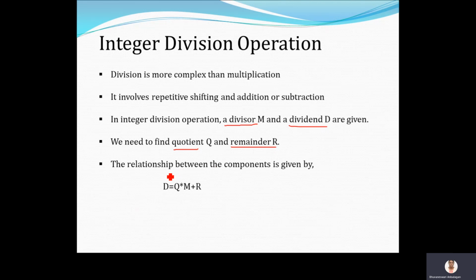So if you want to check the division operation, you will usually do that D is equal to Q into M plus R. That is nothing but quotient multiplied by the divisor plus the remainder. That will usually give you the dividend value.